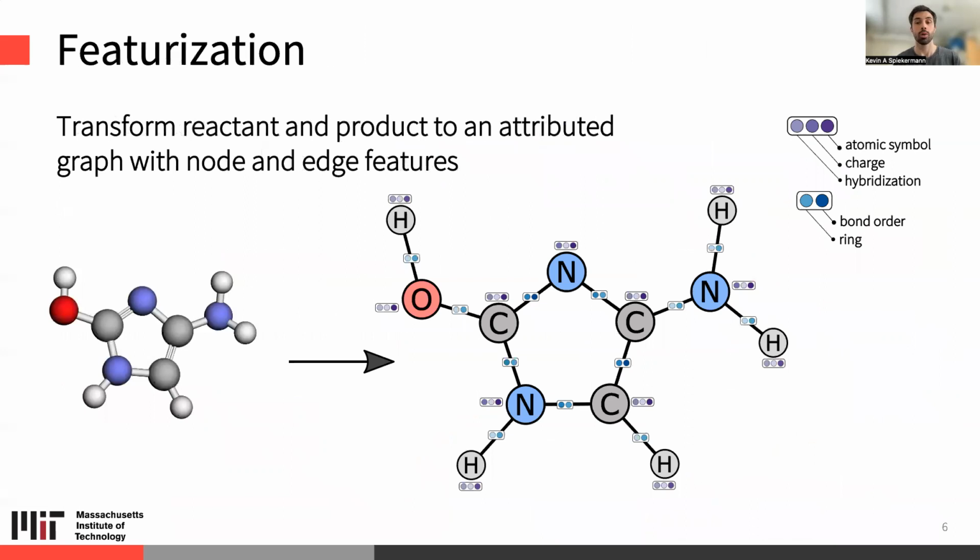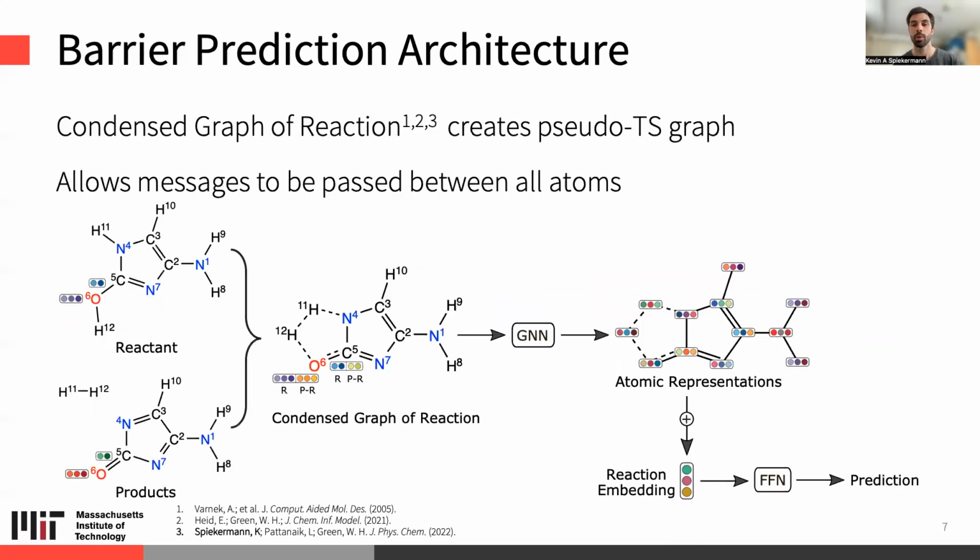So the model starts by transforming the reaction and product into an attributed graph. So atoms become nodes, bonds become edges, and example initial featurizations are shown here in the top right. We then combine the reactant and product to create a condensed graph of reaction, which just represents a pseudo transition state structure that is then passed to a graph network, which iteratively updates the atom and bond representations. And details about the message passing framework can be found in our paper, but the point is that we get these updated atomic vectors, which are combined into a reaction embedding, which is then used to predict the barrier height of interest. And now that I've very quickly gone through the methods, I'd like to present the results.